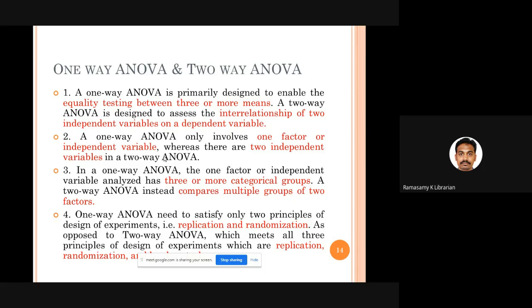Another major difference is that in one-way ANOVA, we are comparing, as I told you, one independent variable having 3 or more categorical groups. In two-way ANOVA, we are comparing multiple groups, because we have one independent variable, then another independent variable. One independent variable may have 3 or more categories. Another independent variable may have 3 or 4 categories. So here multiple groups are compared in the case of two-way ANOVA.